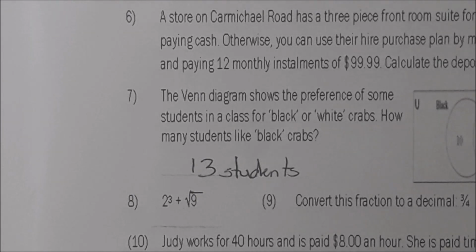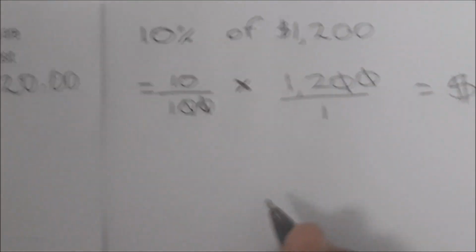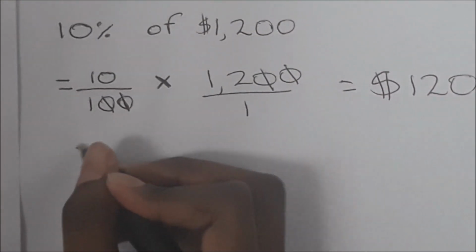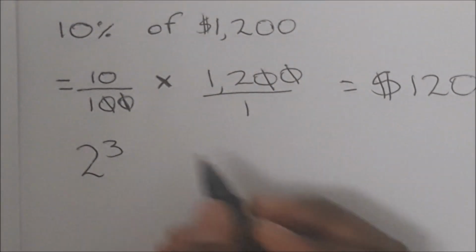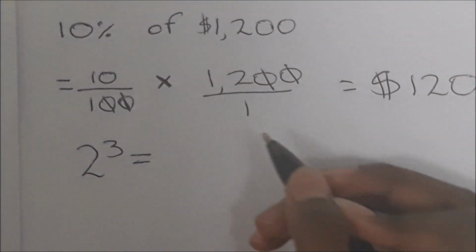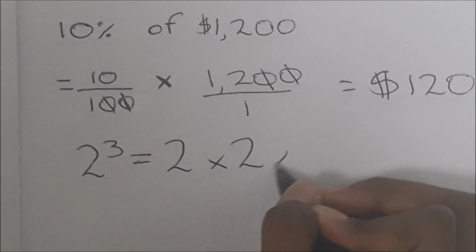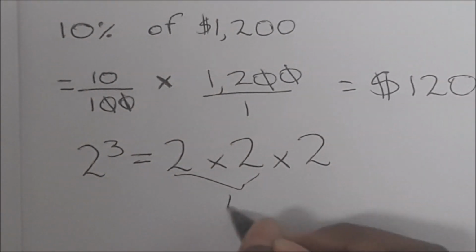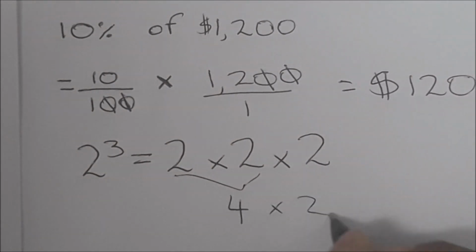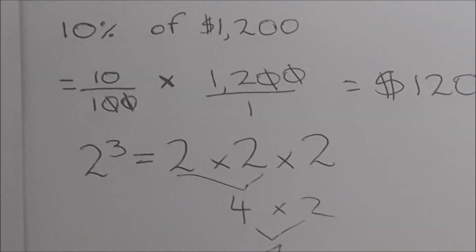So work it for me. 2 to the power 3. Write it over there so they'll understand. Put 2 to the power 3 and then show me how you're going to work it. Two to the power of 3 equals 2 times 2 times 2. 2 times 2 is 4, and 4 times 2 is 8. Okay, so that's 8.